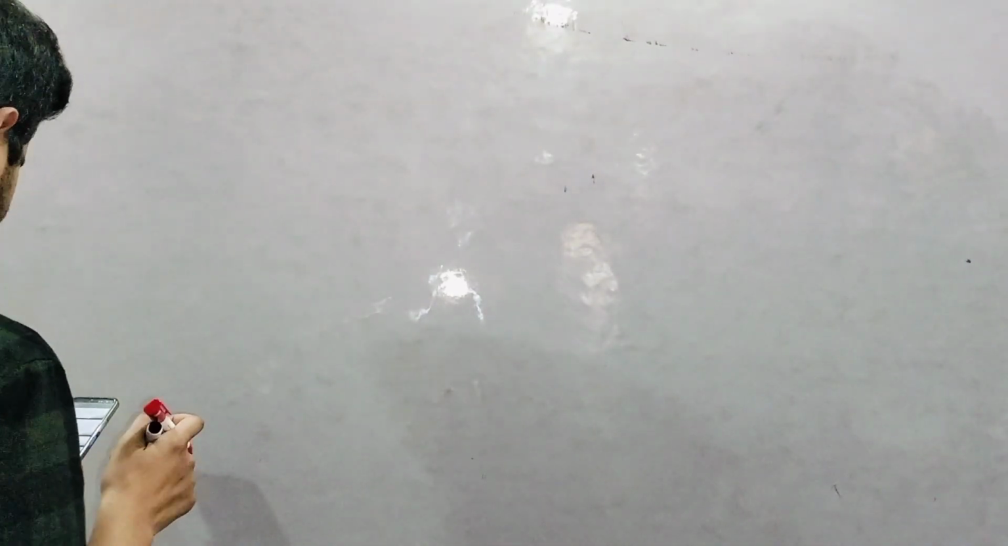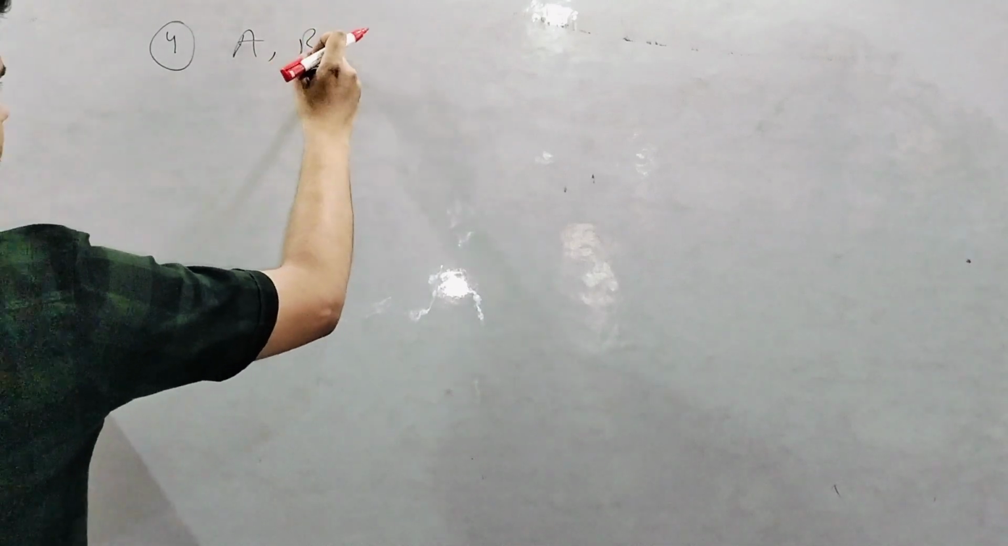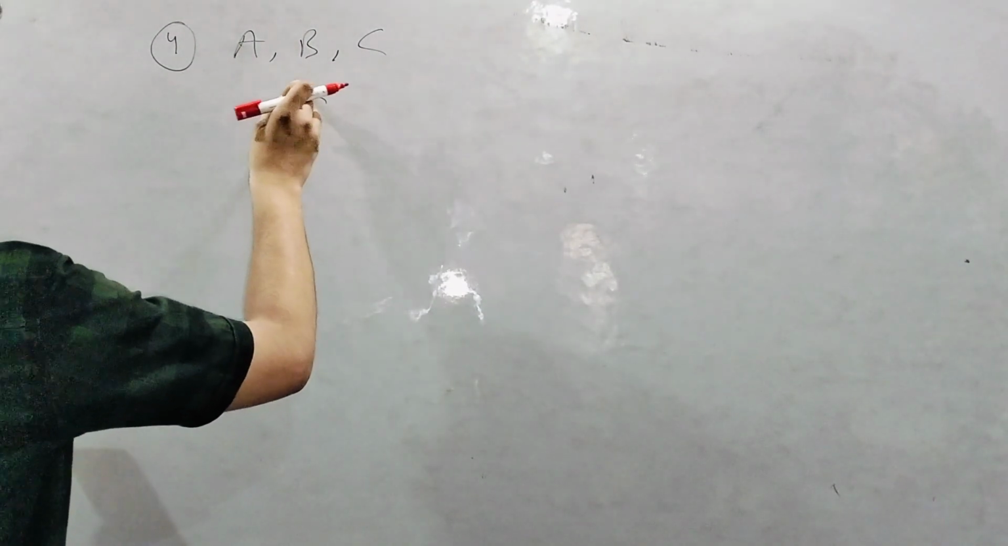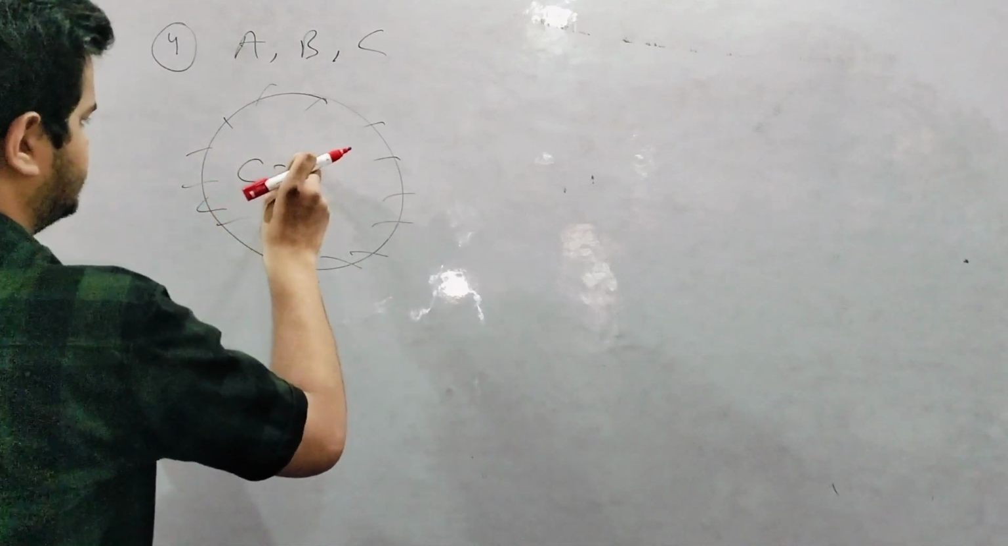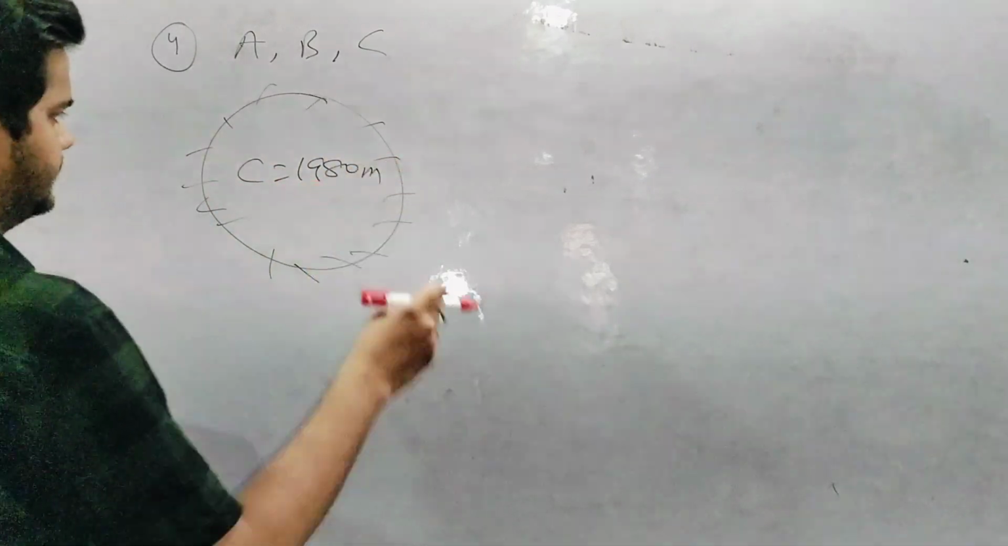Moving forward, the fourth question is: A, B, and C start cycling around a circular park in the same direction at the same time. The circumference of the path is 1980 meters. अब ABC, तीन लोग साइकिलिंग कर रहे हैं और ये एक सर्कुलर पार्क के अराउंड साइकिलिंग कर रहे हैं जिसका सर्कमफ्रेंस 1980 मीटर गिवन है.